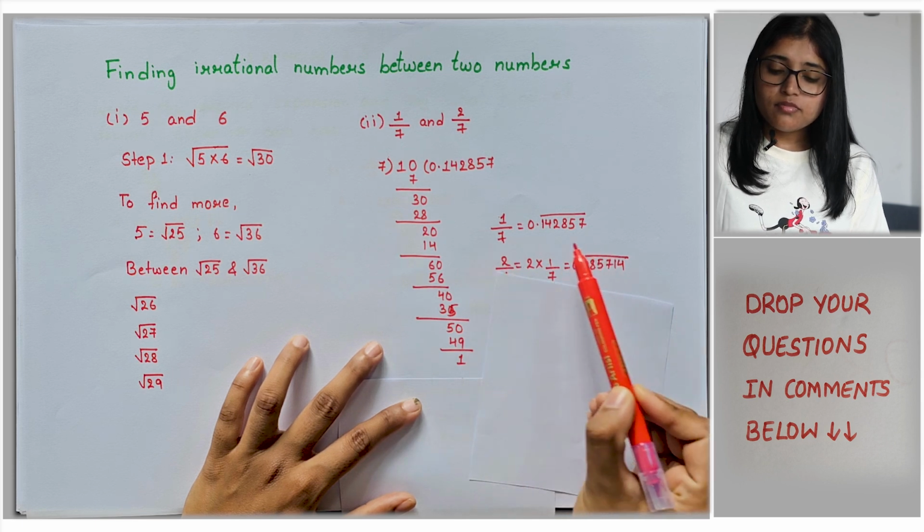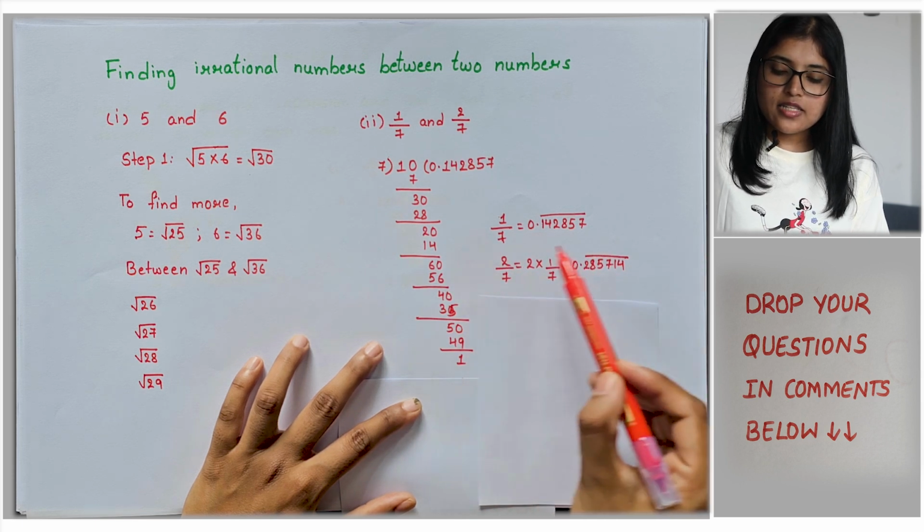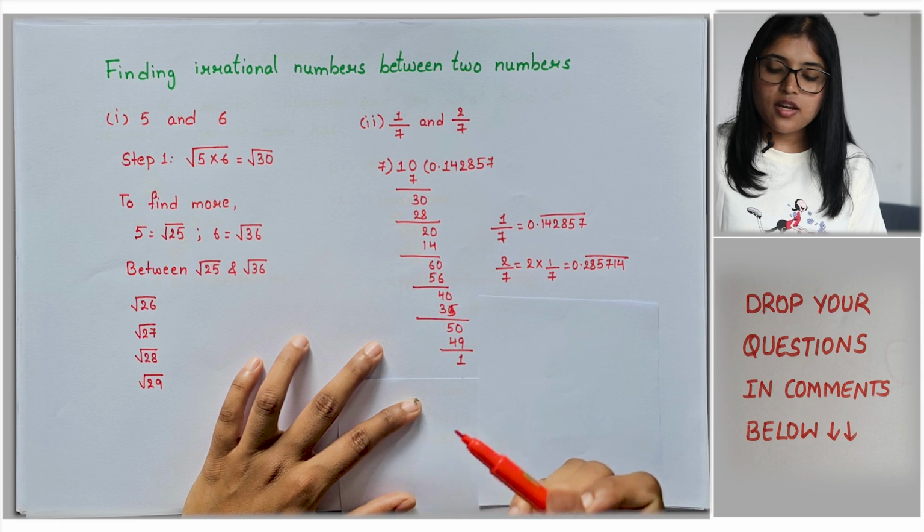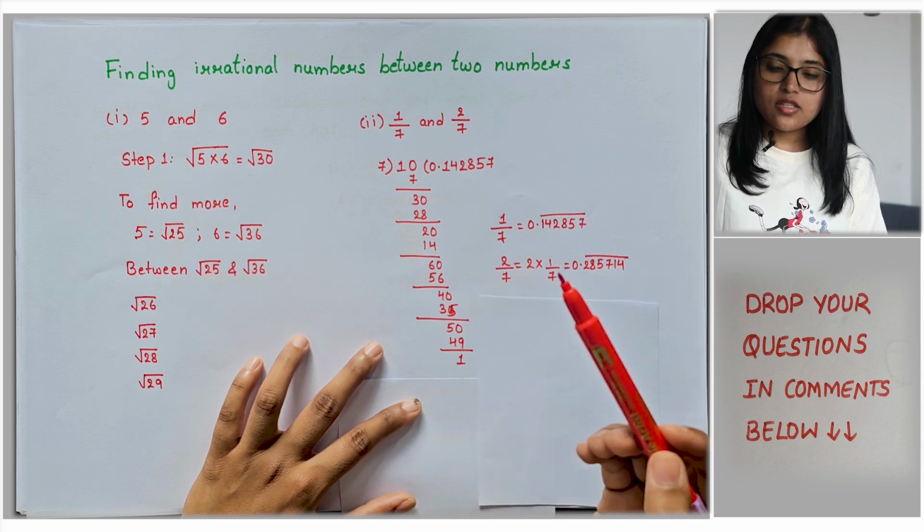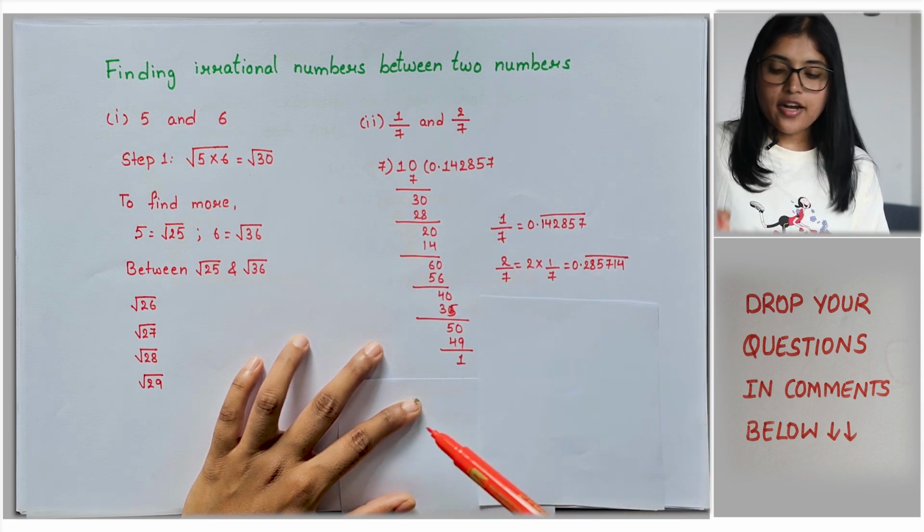Now we know that these are the two decimal expansions. What is an irrational number? An irrational number is the one that is non-terminating and non-recurring.